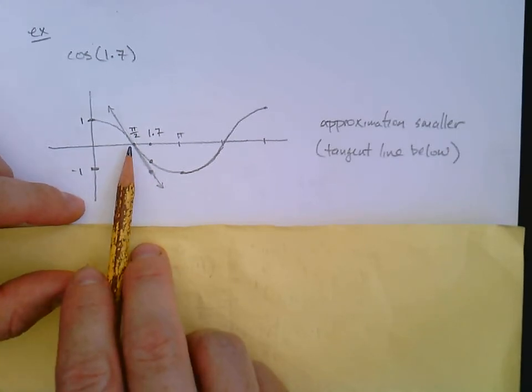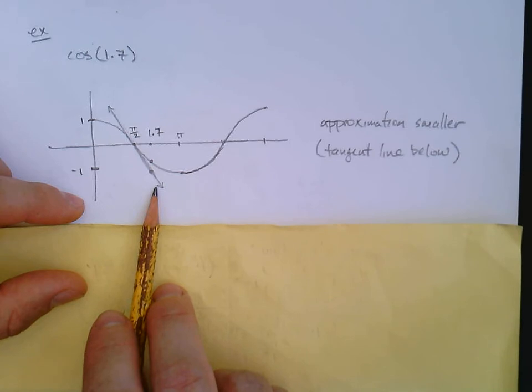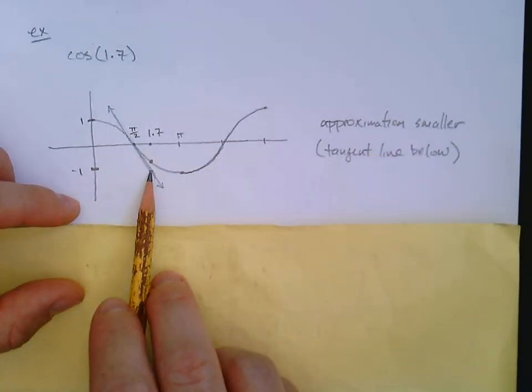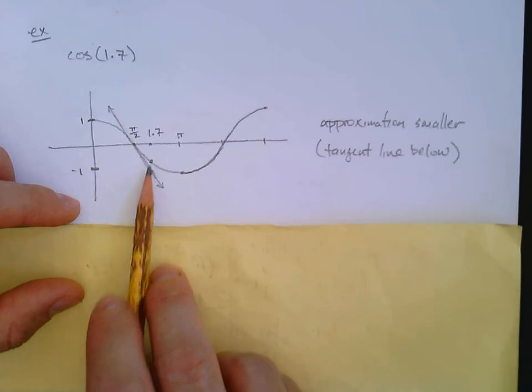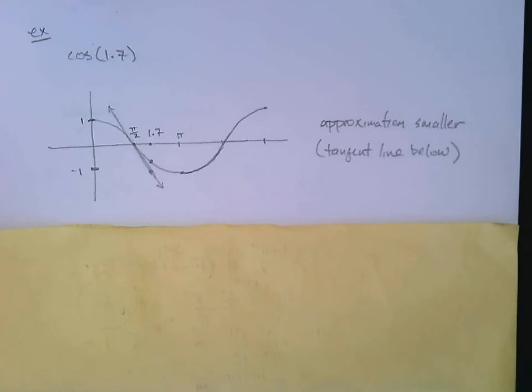At the point in question, the tangent line is below the graph of cosine x. So we know the approximation is smaller. It dropped down beneath, so our approximation is a little bit smaller than the actual. Now, if we were living in the old days, how much smaller? Well, we wouldn't know that. But at least we'd know we're a little bit below what it should have been, if that would be helpful in any way.